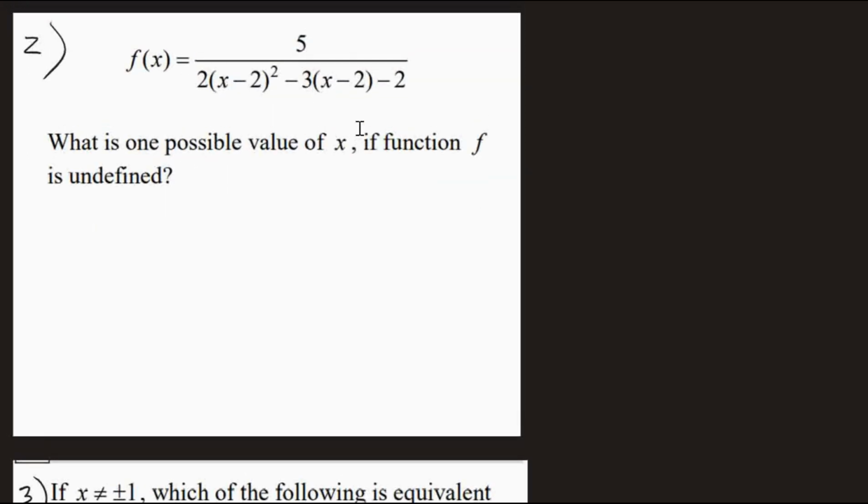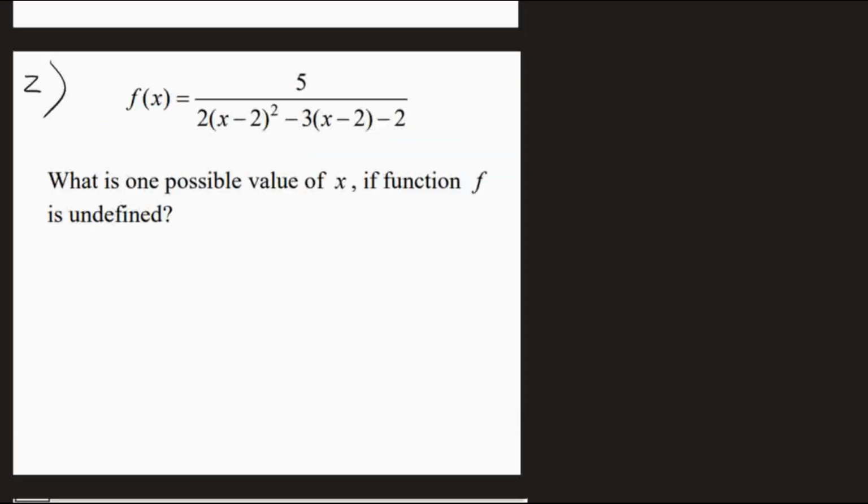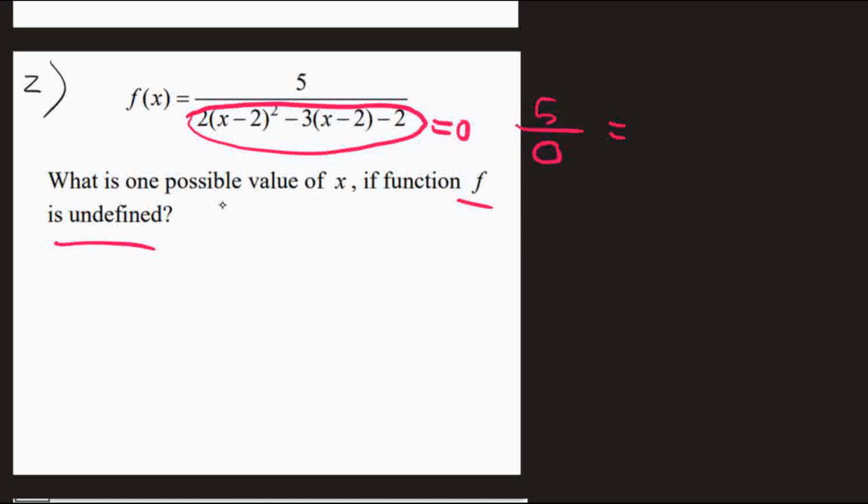Now we go to number 2. f of x equals 5 over 2(x minus 2) squared minus 3(x minus 2) minus 2. What is one possible value of x if function f is undefined? In here, function of x is undefined, meaning the denominator should be equal to 0. That is when f of x is undefined, because we cannot find the value of 5 over 0; it is undefined.